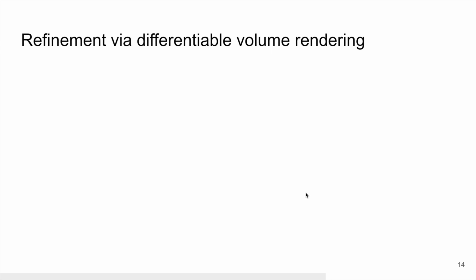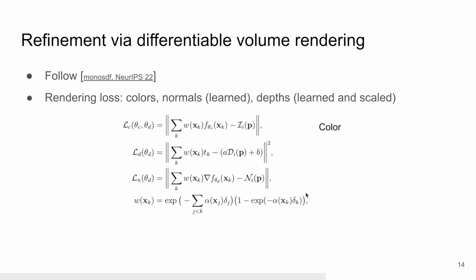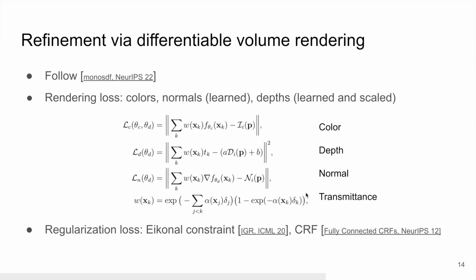We then follow MonoSDF, the state-of-the-art, to refine the grid with color, depth, and normal rendering losses. In addition, we apply eikonal loss and dense CRF losses to produce smooth yet detailed reconstruction.